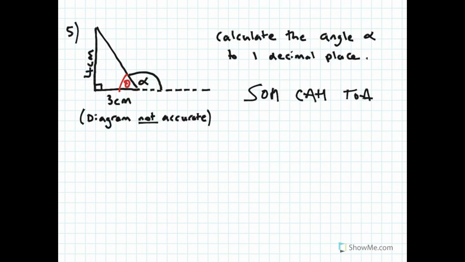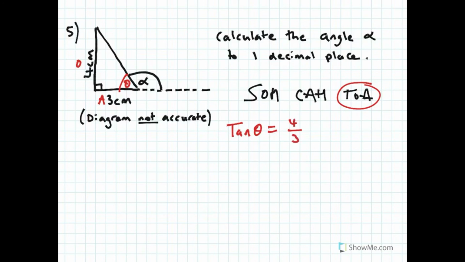Pretend alpha's not there. It's a 3, 4, 5 triangle actually, but I don't need the 5, the hypotenuse. I'm just going to use the 3 and the 4. If I name them based on the angle theta, 4 is the opposite and 3 is the adjacent. It's a tan question, and I think the whole class got that actually. Tan of the angle I'm trying to find equals opposite over adjacent.